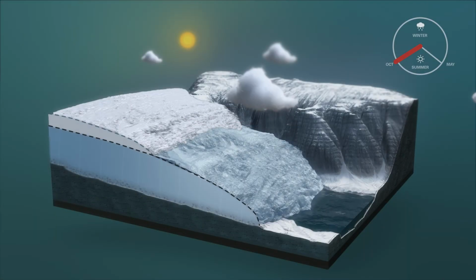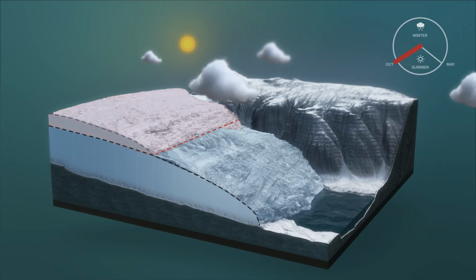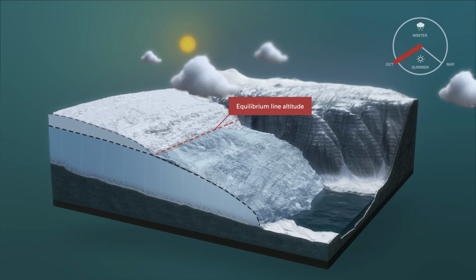As autumn sets in, snow left over from the previous autumn and winter and glacial ice meet on the surface of a glacier at a given altitude. This imaginary altitude line is called the equilibrium line.